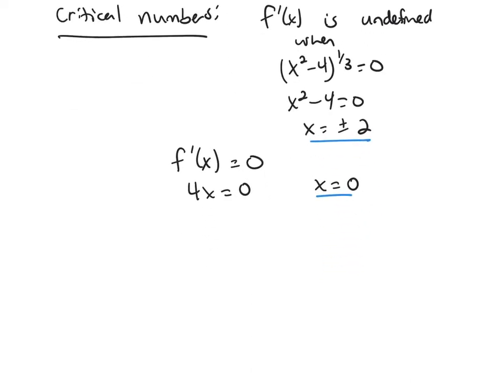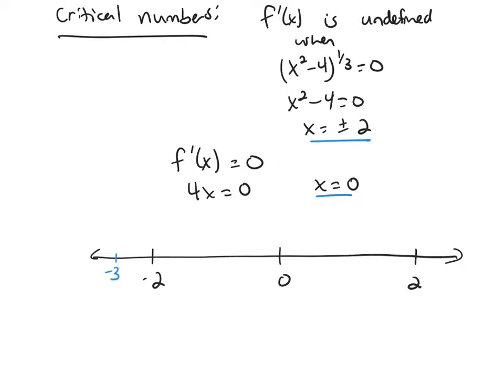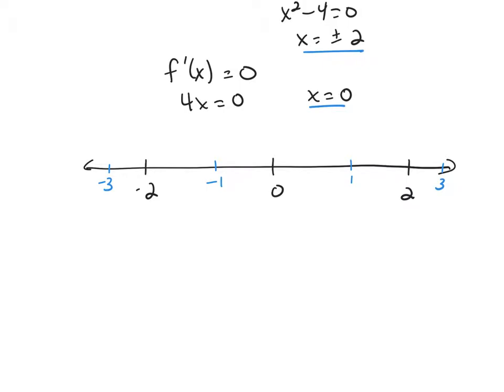So I'm going to draw my number line now. And on it, I'm going to put -2, 0, and 2. And here I've got 4 intervals. So I need to pick test points in each one. So I'll pick -3, -1, 1, and 3, and plug them into my derivative. And again, you just need to know the sign.